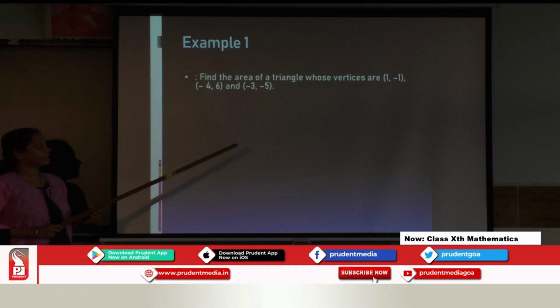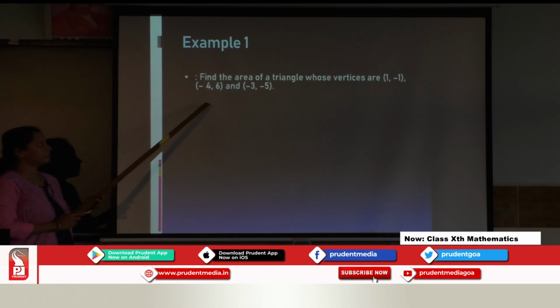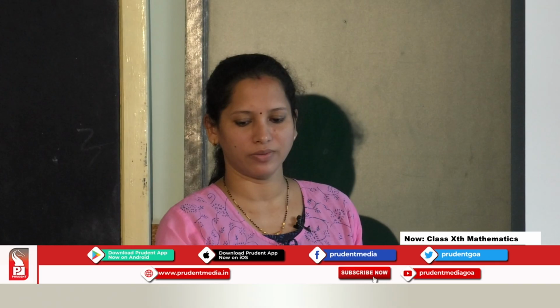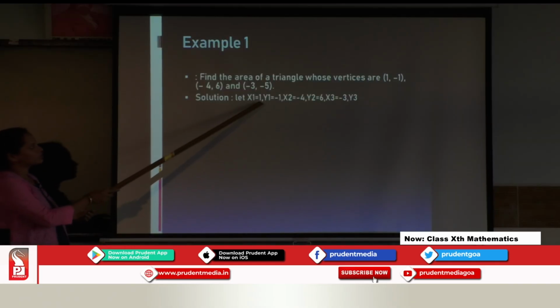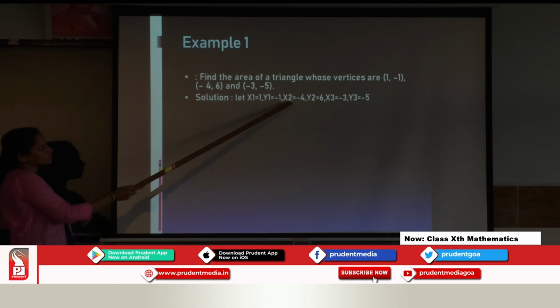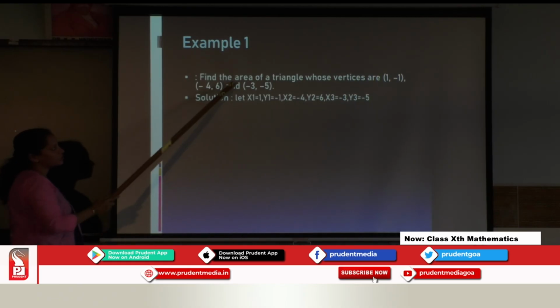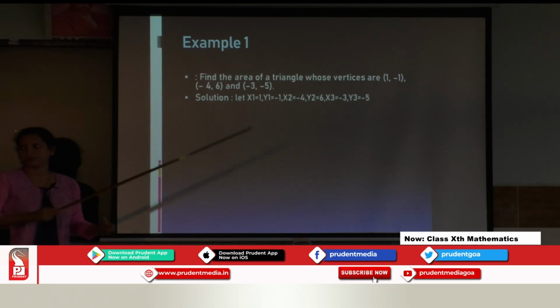Find the area of a triangle whose vertices are (1, -1), (-4, 6) and (-3, -5). So let us use that formula to find the area of the triangle. So here let x1 is equal to 1, y1 is equal to -1, x2 is equal to -4, y2 is equal to 6, then x3 is equal to -3, y3 is equal to -5.